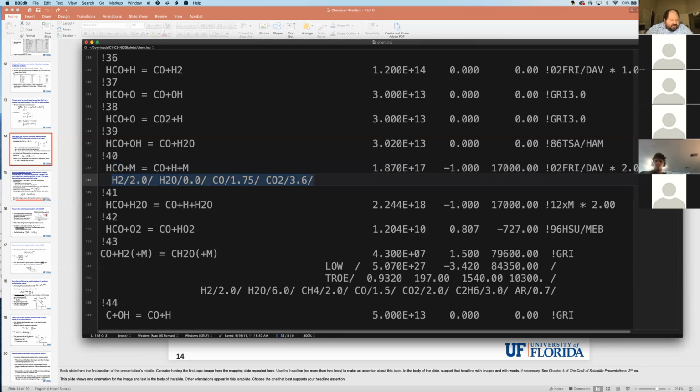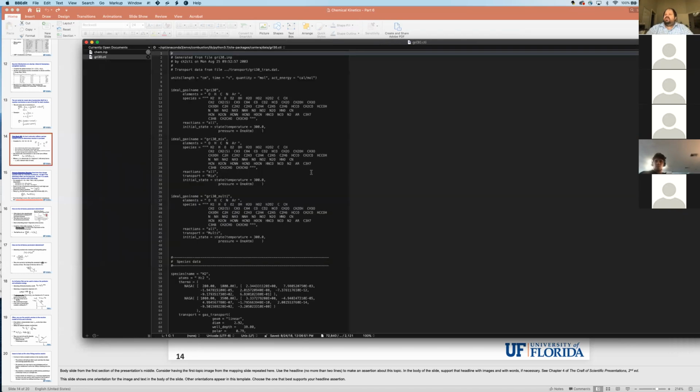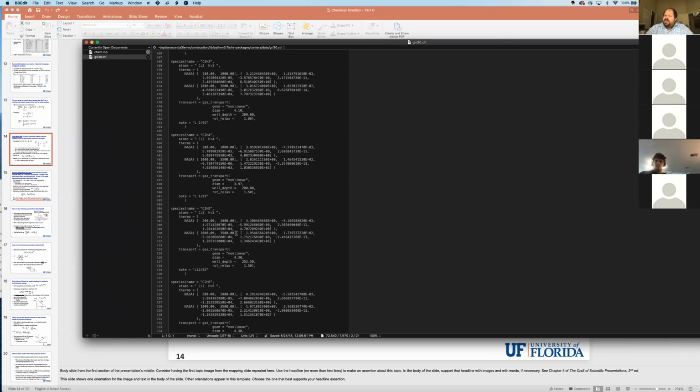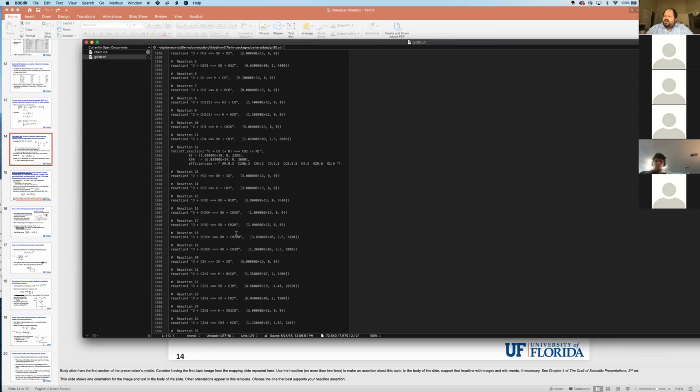Do I have a Cantera file open? Let me see. Yes, I do have a Cantera file open. And then I will be going over Cantera later on.